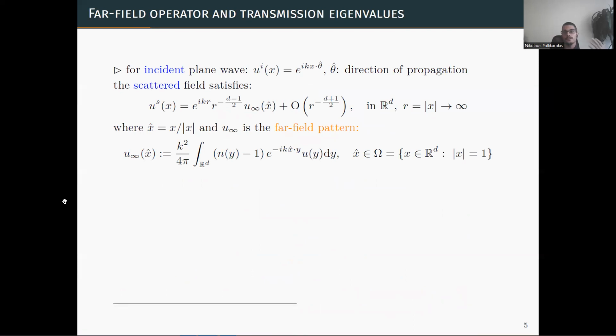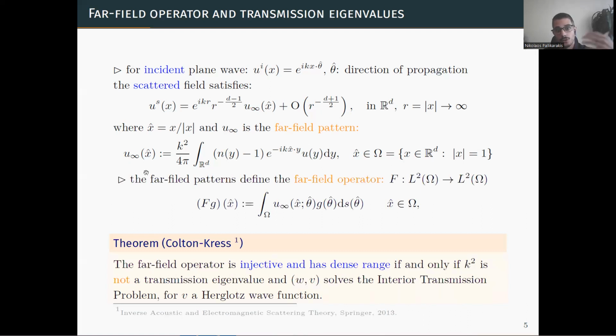So next, let us see how this scattering problem is associated with the so-called transmission eigenvalues. In the special case where the incident field is a plane wave, so it can be represented as this exponential function here, the corresponding scattered field is well known to satisfy this asymptotic formula away from the scatterer, where this U infinity is the so-called far field pattern, and this is an integral given by this formula here for x hat being in the unit sphere of Rd, where Rd is the domain where the inhomogeneity is embedded.